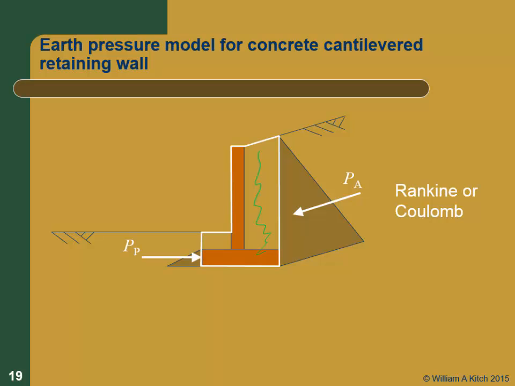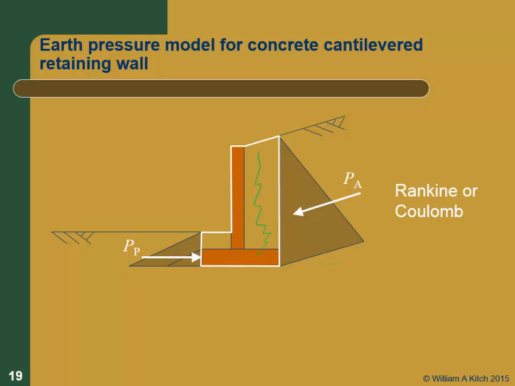And here's the issue with these: what do you do for the passive pressure? You should definitely use the log spiral method to calculate your passive earth pressure coefficients. But the question is, how much soil do you depend on being there? Well, this is an interesting question. Some people do this. Some people do that.